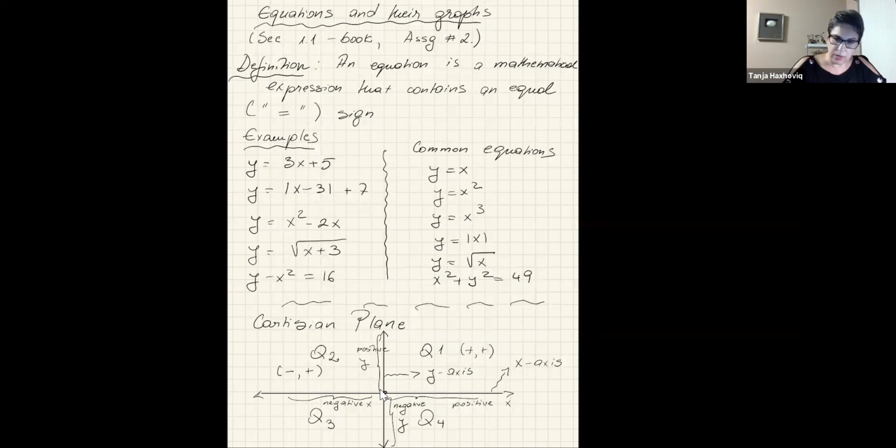So in quadrant three, the x coordinate, as you can see, is negative, and the y coordinate is also negative. So the first coordinate is negative, the second one is also negative. And in quadrant four, as you can see, the x coordinate is positive, and the y coordinate is negative. All right, so how do you plot a point? As I said before, a point P is identified by the x coordinate first and the y coordinate second.